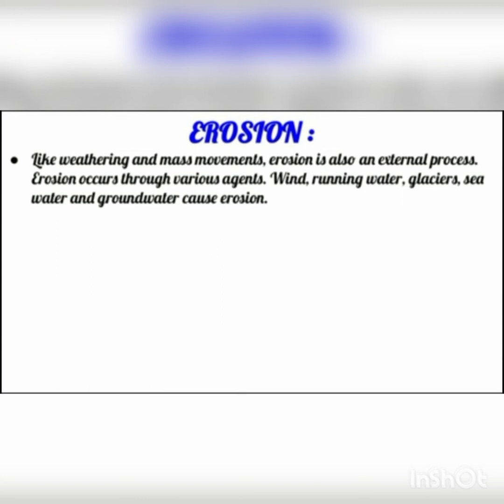Now students, for the assignment from this chapter, the first question is: what is mechanical weathering? The second is: how does biological weathering occur? And the third is: distinguish between weathering and mass wasting. So these three are the assignments for you.